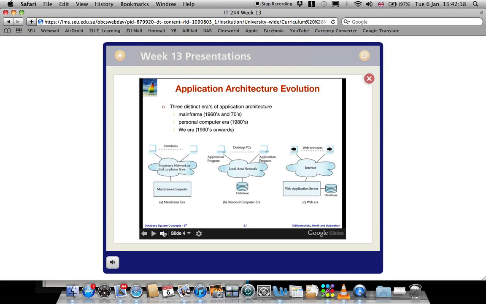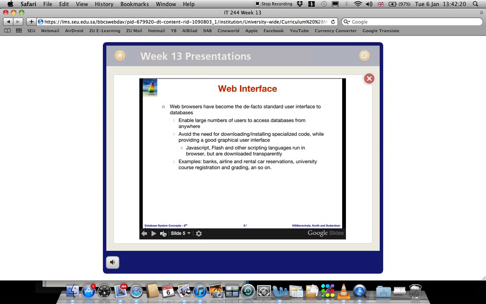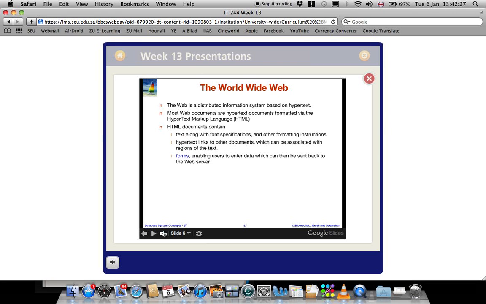Also, you don't need to worry about these. Don't worry about the slide. Just make sure you know what a web interface is, what a web browser is. Obviously, I'm sure you know the World Wide Web. And make sure you know the definition of HTML. What is HTML and what it stands for. What is HTTP and what it stands for. You will not get HTML coding, so that's good news for you. Don't worry about the HTML coding.